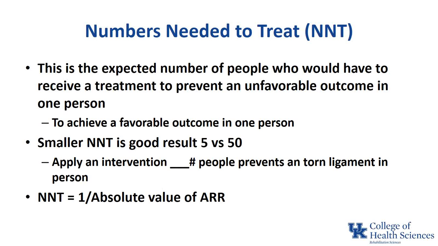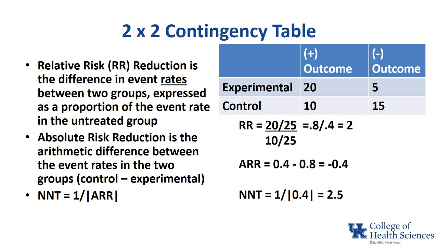I have to apply this intervention in 50 people to prevent one additional person from tearing their ligament or rolling their ankle. So that's how that works, and it's a mathematical calculation of 1 over the absolute value of the absolute risk reduction. So here's the data of a made-up study.